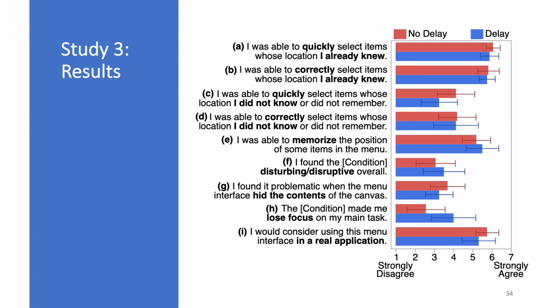So here are the results of the qualitative data. The questions were specifically designed to probe for impacts of visual disruption. While there's lots of information in the graph, we only found a significant difference for question H. That is, for the statement "the menu made me lose focus on my main task," delay was more problematic than an immediately displayed marking menu for loss of focus.